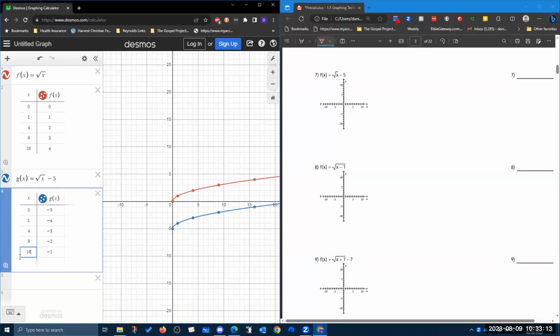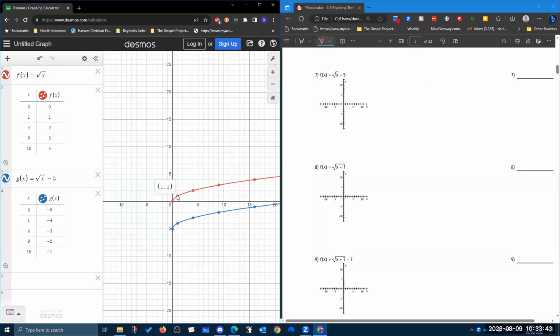If you want 5 characteristic points, there they are. There's 16, 4. I've shifted that down 5 and I get 16, -1. There was 9, 3 because the square root of 9 is 3. I shift that down 5, I get 9, -2. I started at 4, 2 because the square root of 4 is 2. Shift that down 5, I get 4, -3.